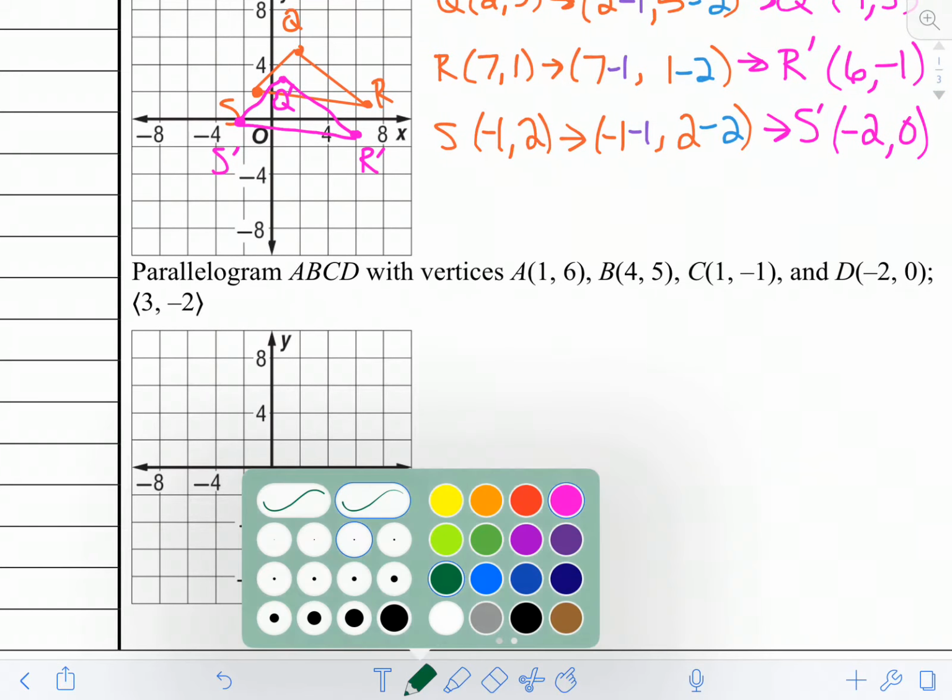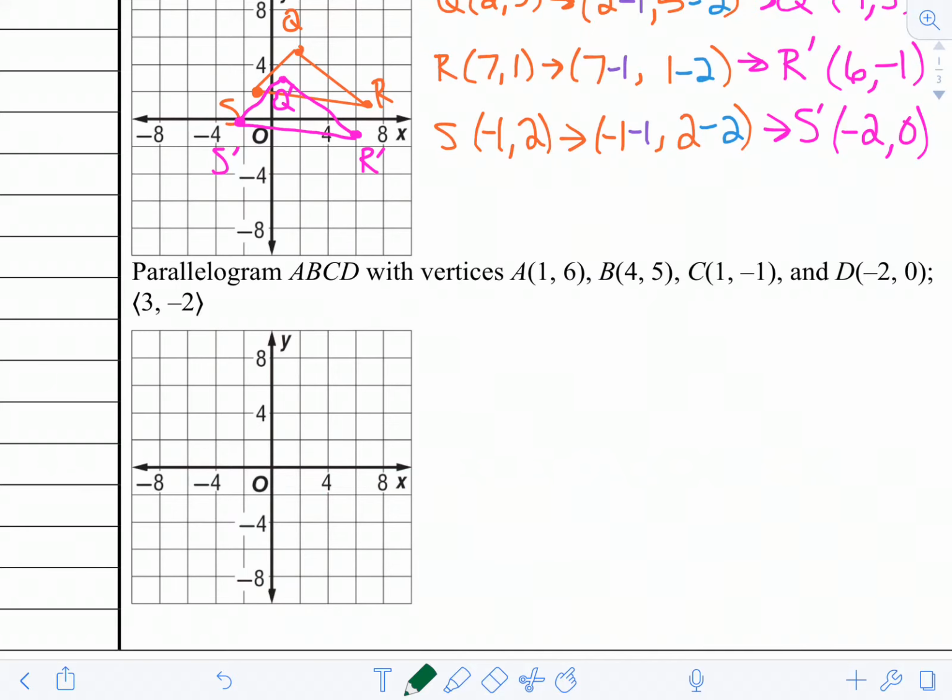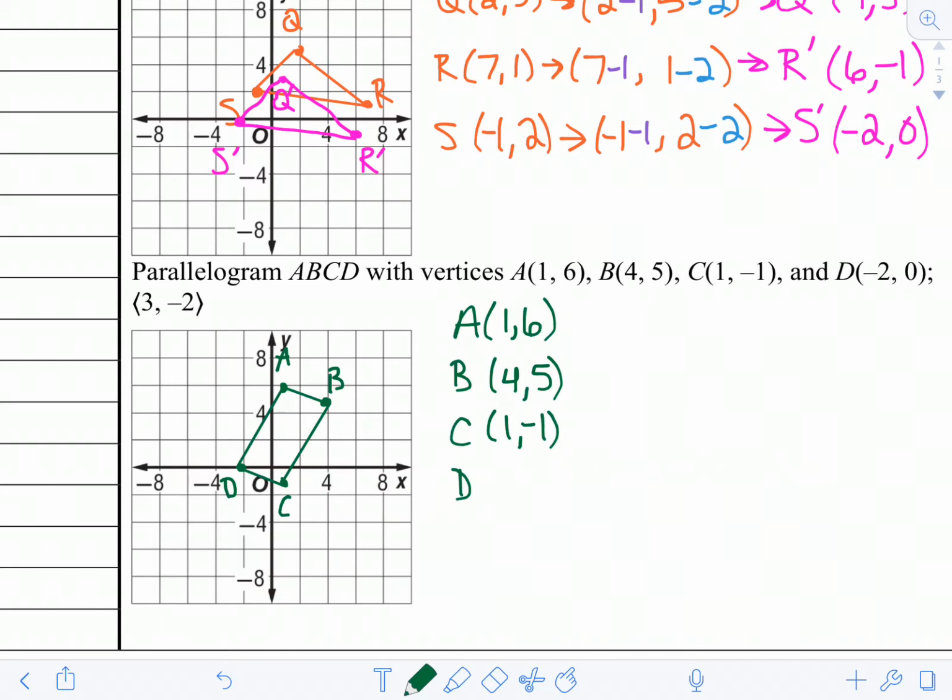In this case, it is a parallelogram. I'm going to plot my points. We have A at 1, 6. B is 4, 5. C is 1, -1, so C will be in here. D is -2, 0, so there is D. I'm going to connect the dots. So we have A, B, C, D: 1, 6, 4, 5, 1, -1, -2, 0.